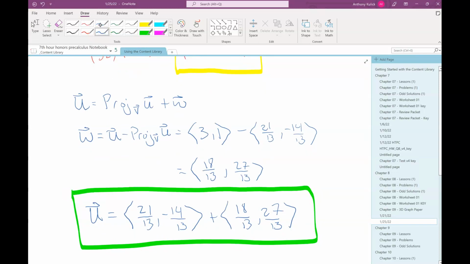As a quick aside, if I added these two vectors, 21 plus 18 is 39, divided by 13 is 3, which is the x component for u. Negative 14 plus 27 is 13, so 13 over 13 is 1, which is the y component for u. And if I wanted to take the dot product of these two vectors, you should see that it gives 0, which would confirm that those two vectors are orthogonal, that they meet at a 90-degree angle.